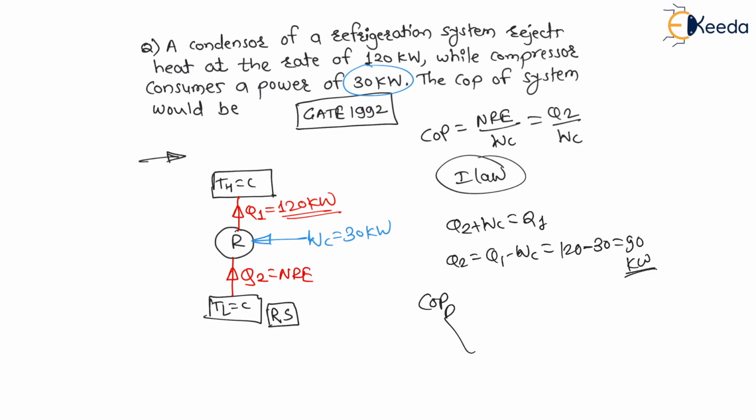Therefore, the coefficient of performance of the refrigerator is equal to net refrigerating effect divided by work of compressor, which is 90 divided by 30, which is 3. Therefore, the answer for this question is 3.